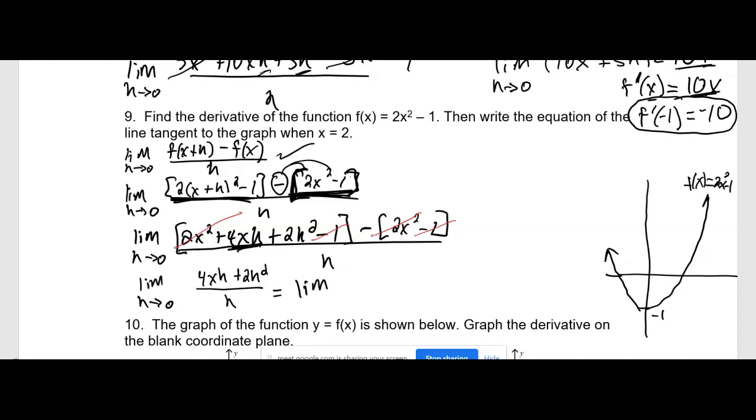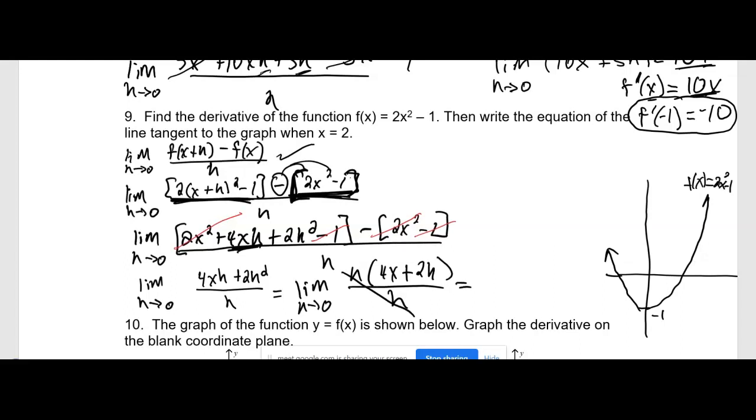So next step, pull out the h, and then we're going to be left with a 4x plus 2h all over h. These will cancel, hopefully, okay, crossing fingers here. What we ended up with is a 4x for our derivative. We get through that okay?